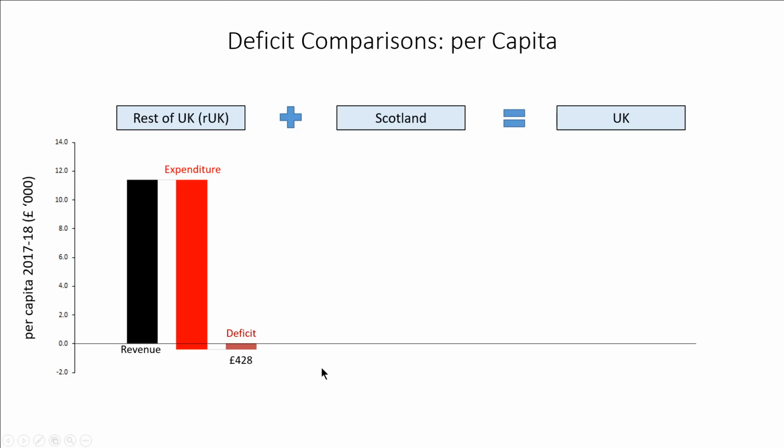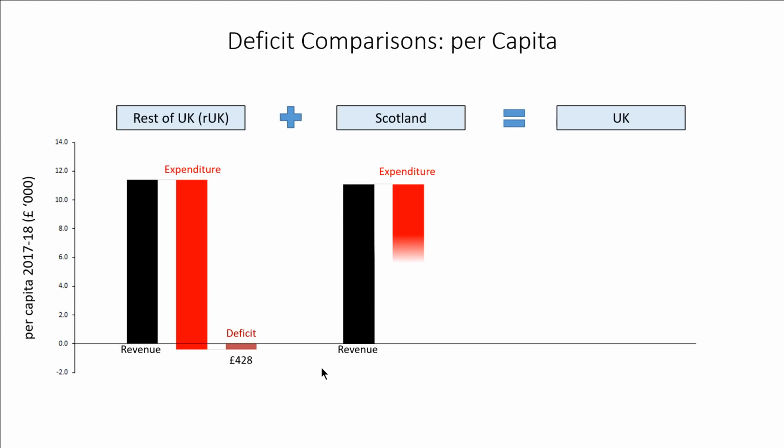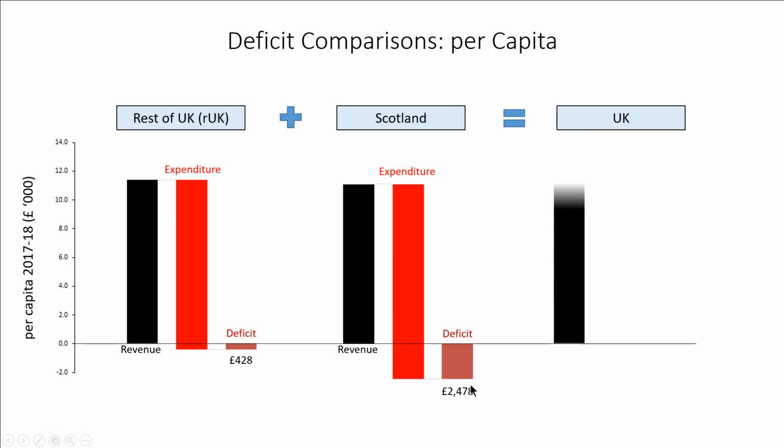And so let's look at what happens in Scotland. Scotland raises an amount of revenue per capita, actually quite similar to the rest of the UK, but incurs higher expenditure per capita, which leads to £2,478 deficit per capita. So the deficit per capita is a lot larger. And of course, you can combine these two together to get the UK total figures. And that's the last figure, the £596 figure.